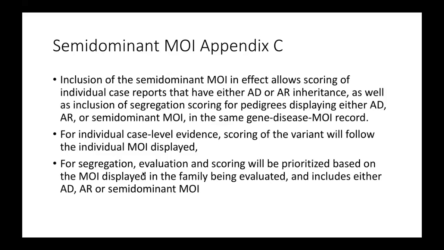A very well-known example would be LDLR with familial hypercholesterolemia. And so for these individual case-level evidence, scoring of the variant will follow the individual mode of inheritance displayed or asserted by the authors for that particular case report. And for segregation, we want to have evaluation and scoring be prioritized based on the mode of inheritance displayed in the family being evaluated and includes either autosomal dominant, recessive, or semi-dominant. And so each one of those has to meet the criteria of either an autosomal dominant or recessive.